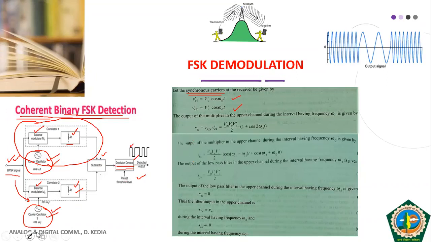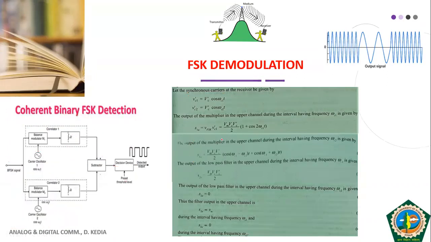So you see here the output of the multiplier in the upper channel. Obviously we have two frequencies present, F1 and F2. Your BFSK signal is continuously present in both the branches for the entire duration, so we will consider both things. For the upper channel, I'll be considering the frequency during 1 as well as the frequency during 0, because I'll be coming across both frequencies in each of the branches.